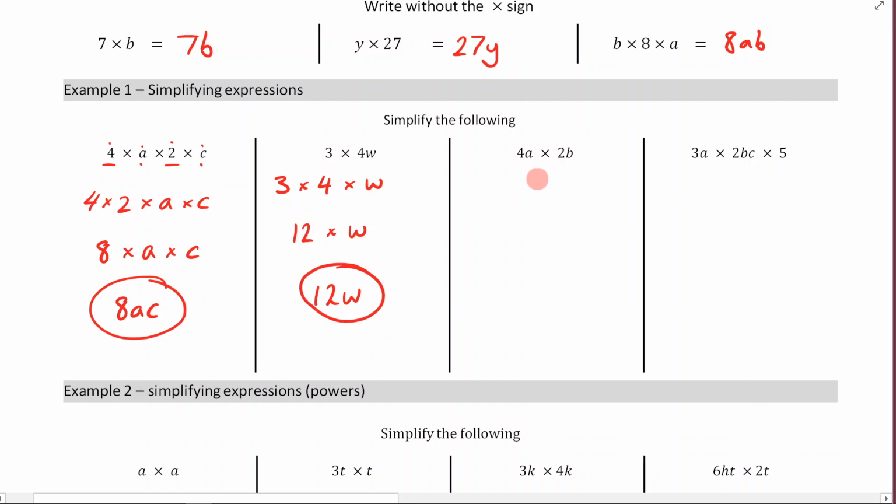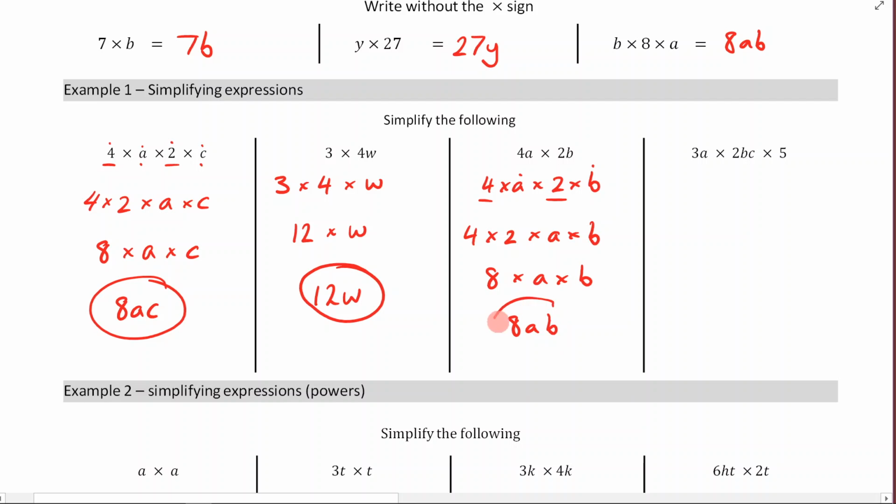Let's go on to the next one now. Again, I'm going to put in those invisible multiplication signs. I know there's a multiplication sign between the 4 and the a, so it's going to be 4 times a, then I've got this times, and then it's going to be 2 times b. Once again, I'm going to bring together my two numbers, the 4 and the 2, so 4 times 2, and then my pronumerals, I put those at the end. Now I can go 4 times 2 is 8. Then I've got times a times b. So it's going to be 8ab, just like that.